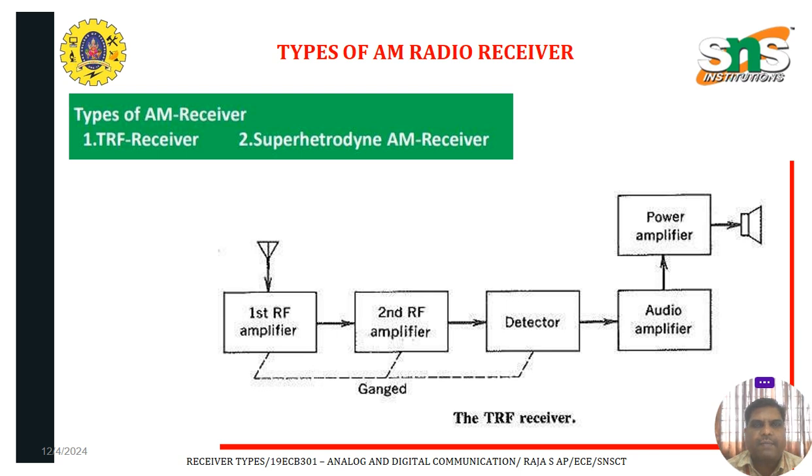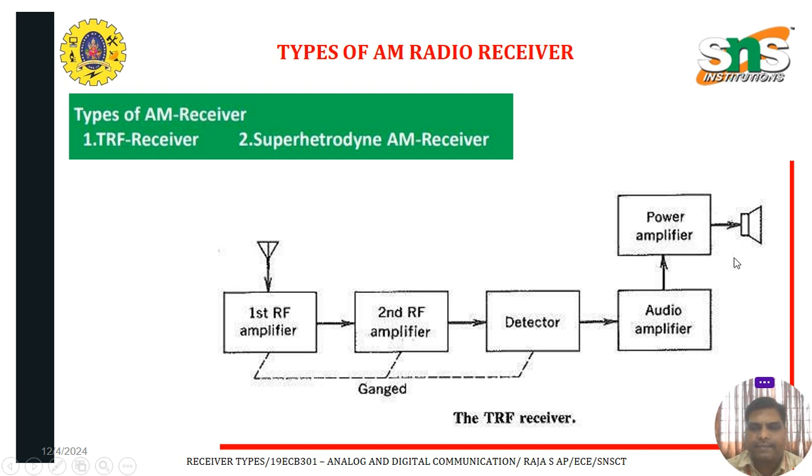There are two types of AM radio receivers available. One is called the tuned radio frequency receiver and the other is called the super heterodyne AM receiver. In this YouTube video, I am going to discuss both the receivers. If you see this block diagram of the tuned radio frequency receiver, first the received signal is given to the first RF amplifier, followed by the second RF amplifier. Then the output is given to the detector, followed by the audio amplifier for amplification of the input signal and also the noise removal process. Then the power amplifier increases the gain of the audio signal and delivers the signal to the speaker.